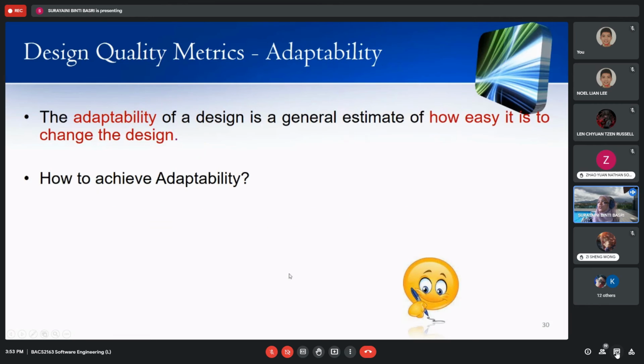Okay, so after that, we proceed to our last design quality metric, which is adaptability. This adaptability is actually a general estimate of how easy it is for the developer to change the design of the system. For example, maybe they need to change the system because of a new requirement, or maybe they need to omit some of the old requirements that are no longer needed.